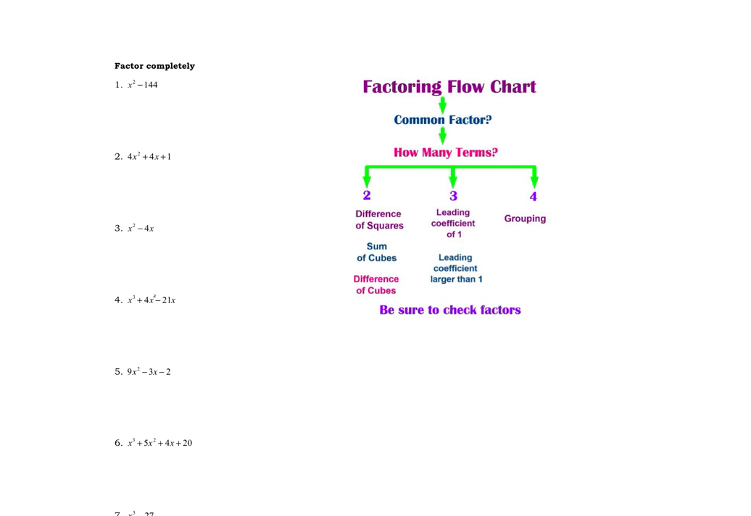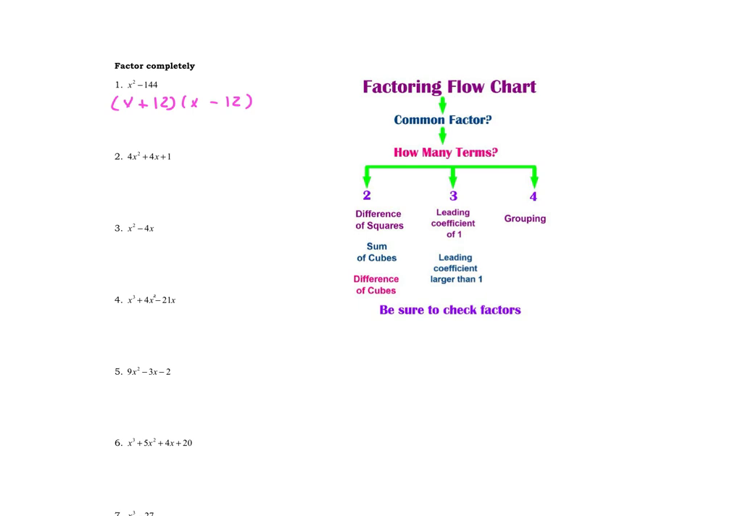It doesn't have one, but it's two terms. So my choices are difference of squares or sum and difference of cubes. 144 is a perfect square, and x squared is a perfect square, so it's a difference of squares. Difference of squares means two different parentheses, one plus, one minus. I square root the first term and get x squared. I square root 144 and get 12, and there's my factoring.